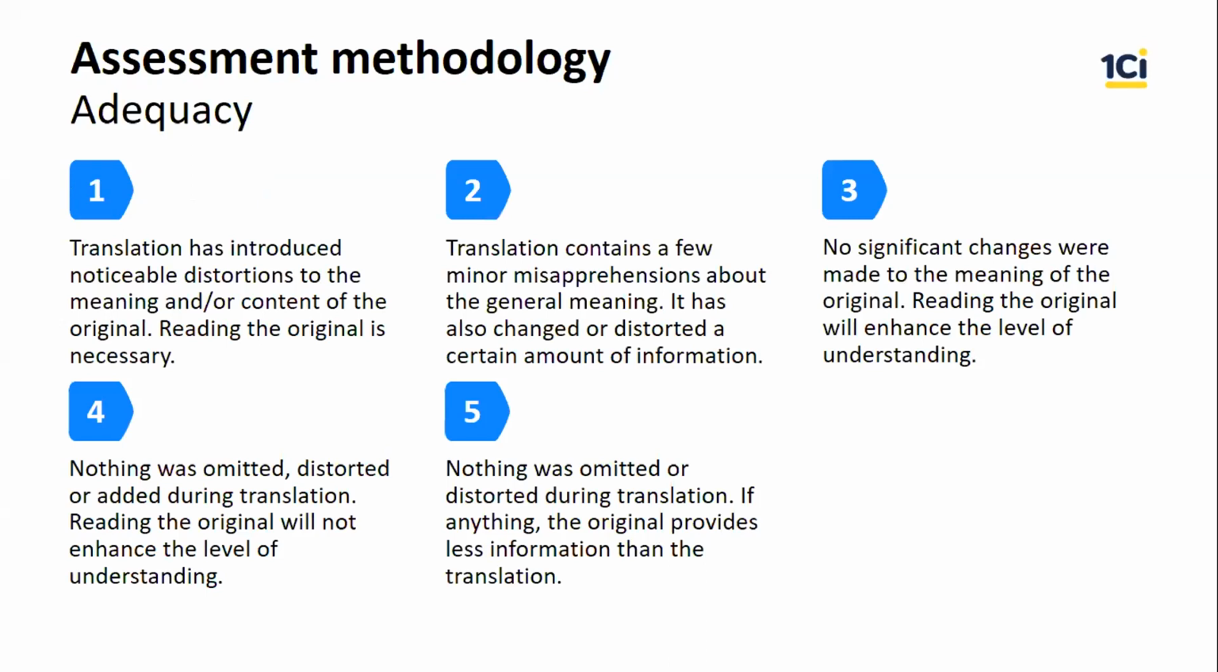Adequacy is a criteria that shows how accurate the translation is. The translation gets the highest rate if nothing was omitted or changed during the translation, and if the translated text corresponds to that in the source language. But often it is not enough for the translation to be accurate.